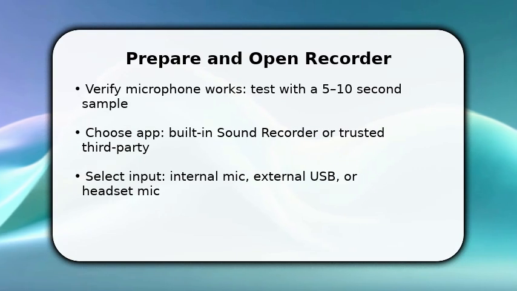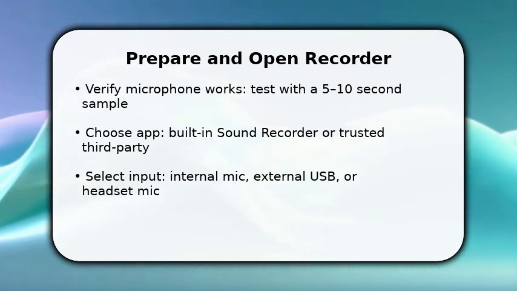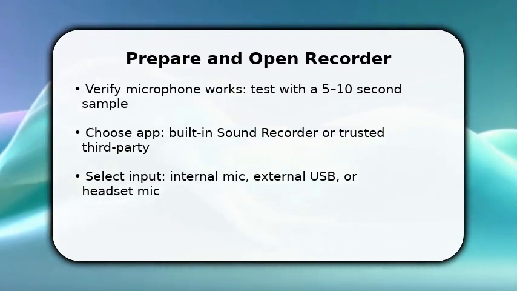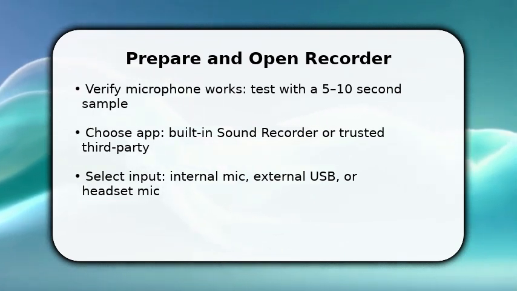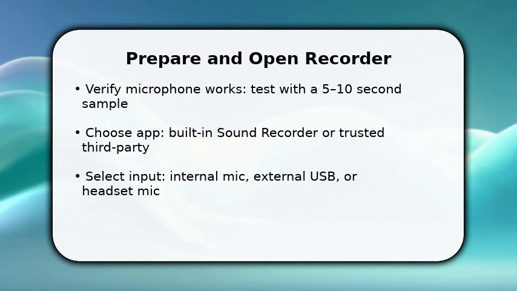You start by preparing your device and opening the Recorder app right away. Plug in an external mic if you plan to use one. Make sure system input switches to that device. Once done, adjust input level to around 60–70% so peaks don't clip.